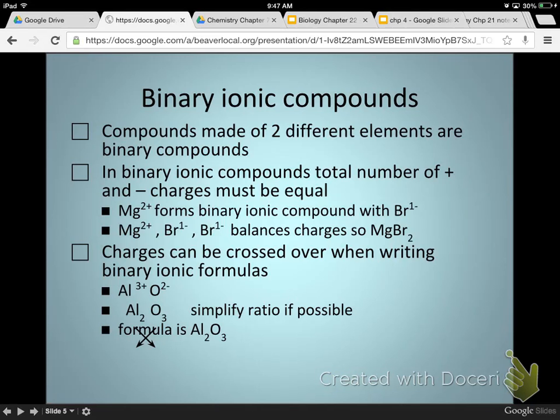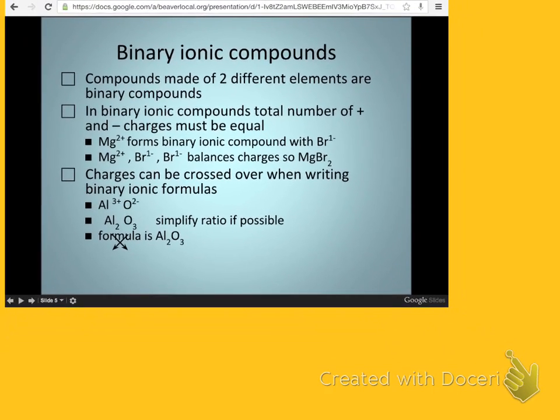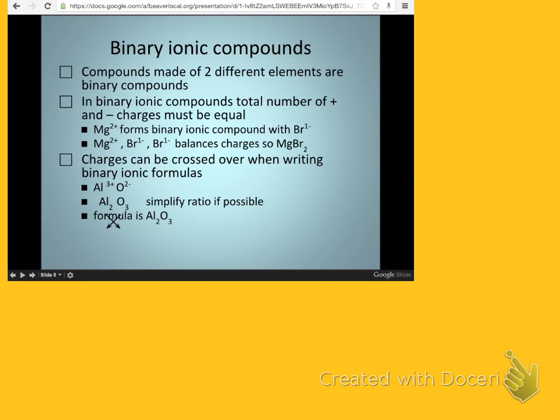So, now that we know how to name ions, we want to start talking about binary ionic compounds. Bi means how many? 2! Yep. So binary ionic compounds are made up of 2 different elements. And obviously, they're ions. 2 different ions.